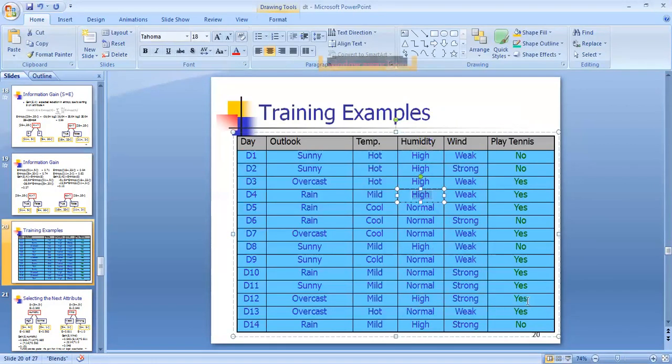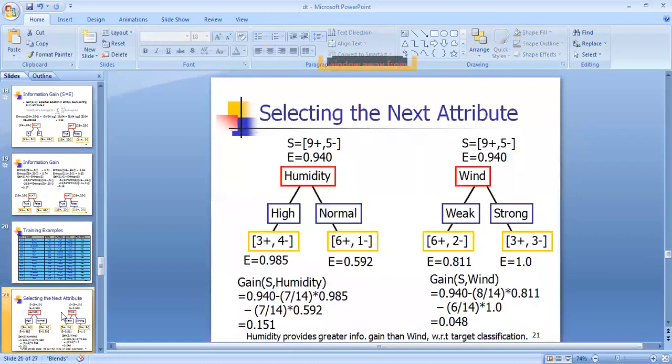How many positive high? It is 3 positive high. Similarly, you go with 4 negative. Similarly, when it is normal, 6 positive and 1 negative, you calculate. So coming to the gain, it is 0.940 minus 3 plus 4, 7 divided by 14 star this value, minus 7 by 14 star this value. This is the gain. So you have to work on this, then only you can understand this.